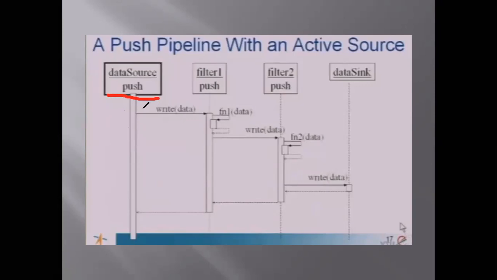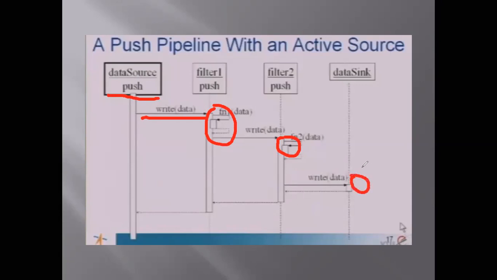So it writes to filter 1, right? In this filter 1 there will be some computation carried out. After that the data will be pushed, written to filter 2. Again there will be some computation performed. Again it will be written to the data sink. Data sink is nothing but the destination.